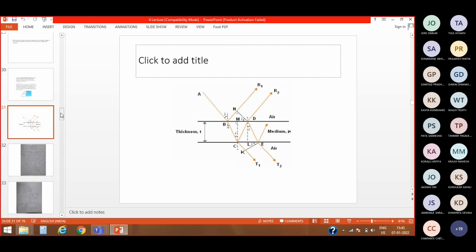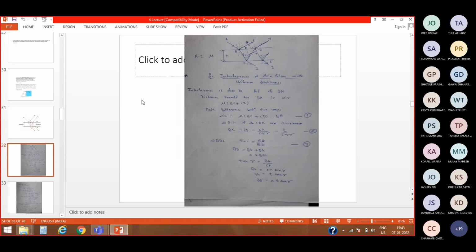Next point is the derivation of interference of thin films with uniform thickness. So this is a very important article. In the exam you will be asked a question on this topic, so you have to draw the figure and explain mathematically all these points. So what type of questions are asked in the exam? You just write down one question on this topic.